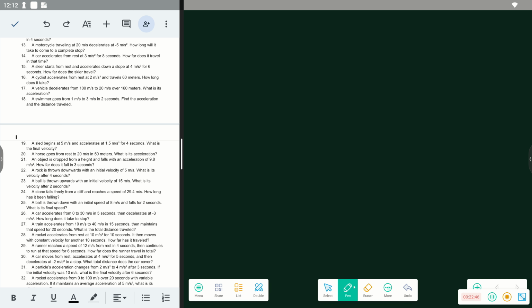All right. So number 16. A cyclist accelerates from rest at 2 meters per second squared and travels 60 meters. How long does it take? All right, so you have a cyclist.